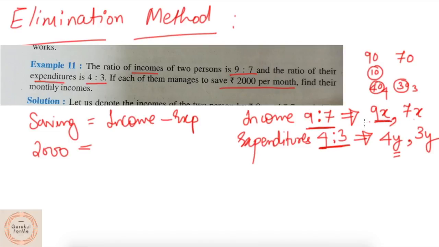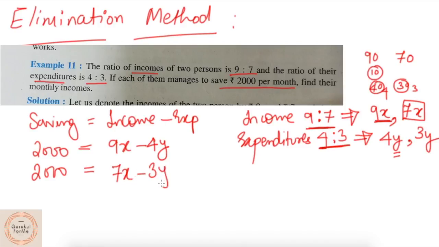When their income is 9x and their expenditure is 4y, the saving is 2000. Again, when the saving is 2000 for the other person, the income is 7x and the expenditure is 3y. Did we get two equations? We definitely got two equations. Can we solve to find the answer for x and y? Yes. How do we do it?